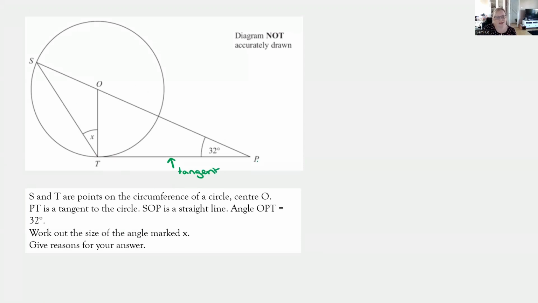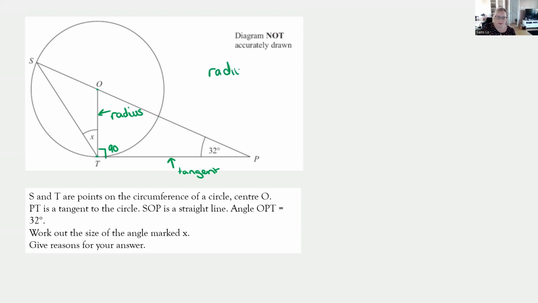SOP, S-O-P, is a straight line. So it's just meaning that there's no bend or slight degree out. And angle OPT, which is given by here, is 32. Because we got a tangent, this point right here is our radius. There we go. And the reason for this is because it's going from the center of the circle right to the edge of the circumference. So anytime we have that, when it's going from the center to the circumference, it's going to give us the radius. When we know that, you should remember that rule of 90 degrees, because the tangent meets the radius at 90 because they're perpendicular.